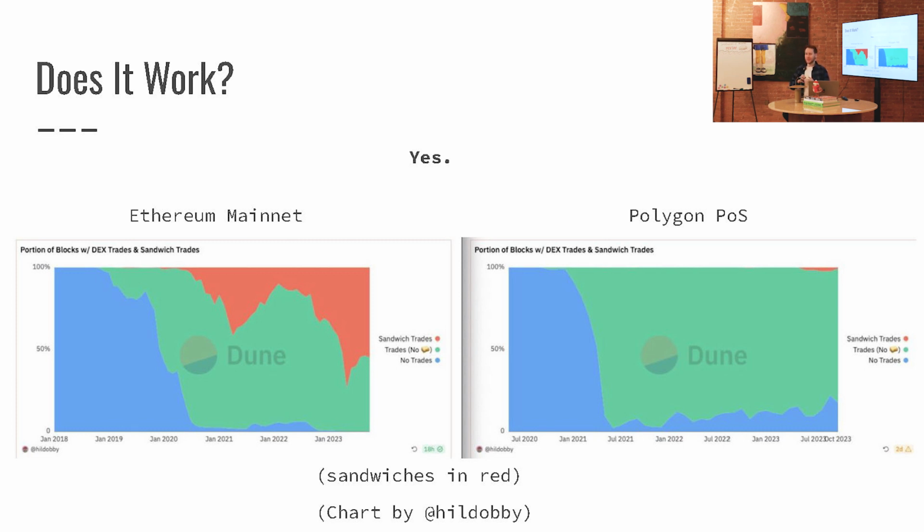But yeah, it's this really fascinating thing where Polygon proof of stake is a very sandwich-free environment. I'm not going to say it's perfectly sandwich-free. Technically, someone could do a sandwich. There's no way for us to block it. We can only strongly disincentivize it.